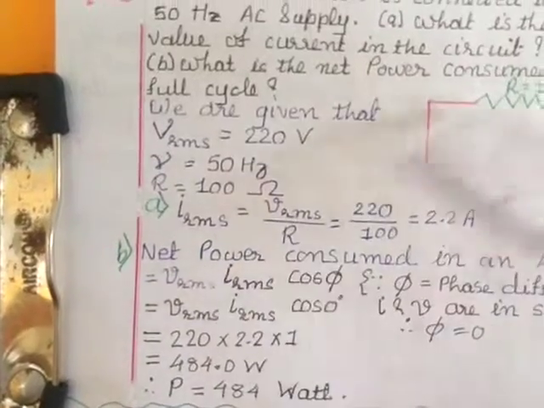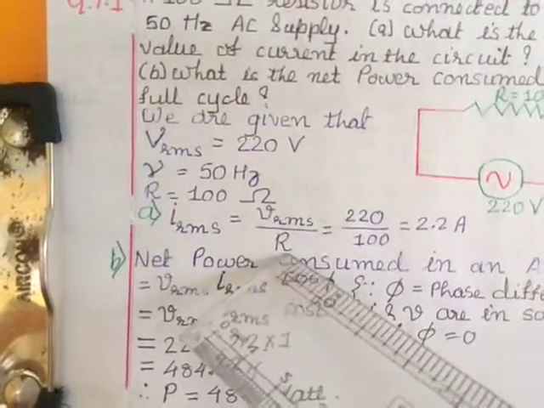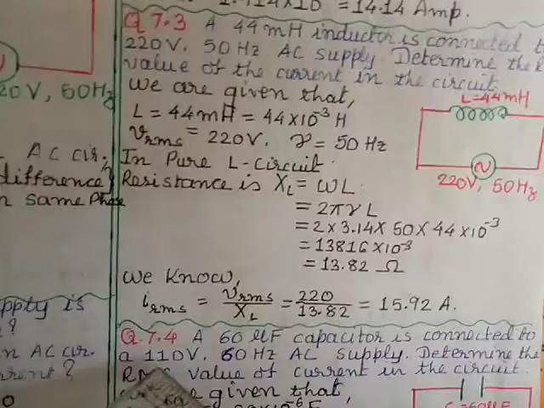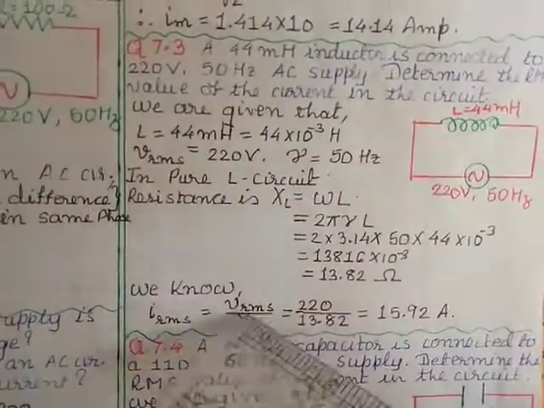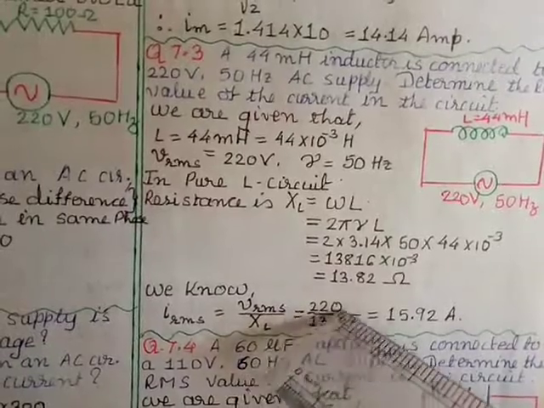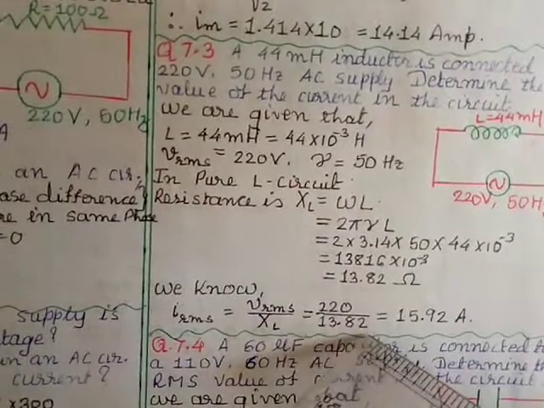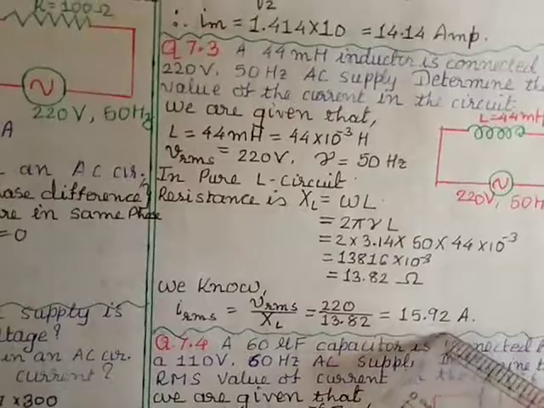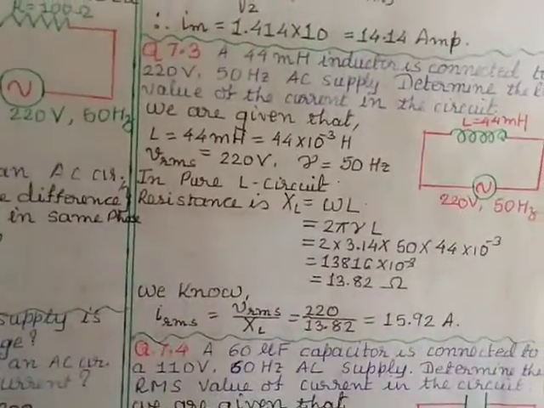Here resistance was offered by the resistor, therefore it was R. Here it is the same formula, but resistance is offered by the inductor, and that resistance is XL. VRMS value is given to you as 220 and XL we found here is 13.82. Divide, you get 15.92 ampere. So this is the current in the circuit.